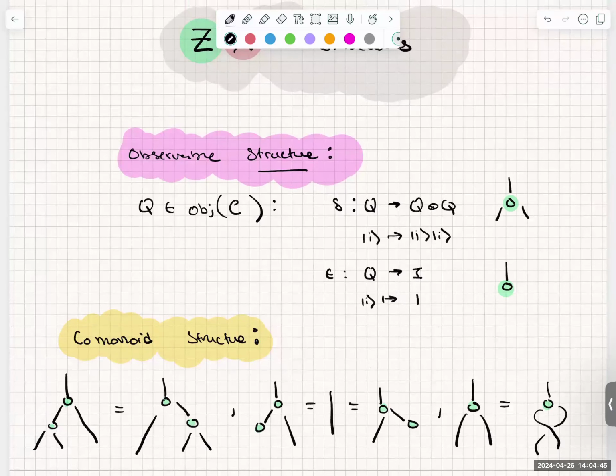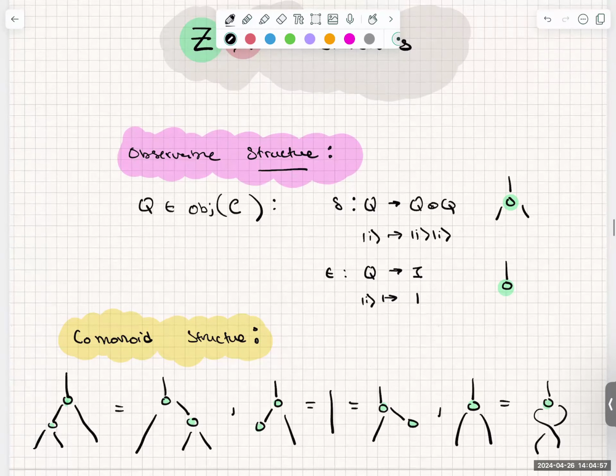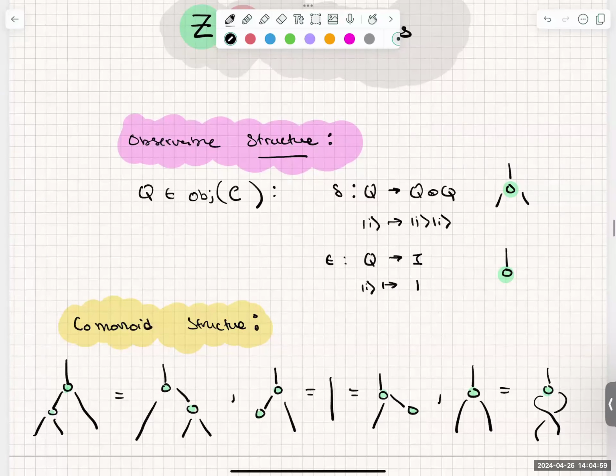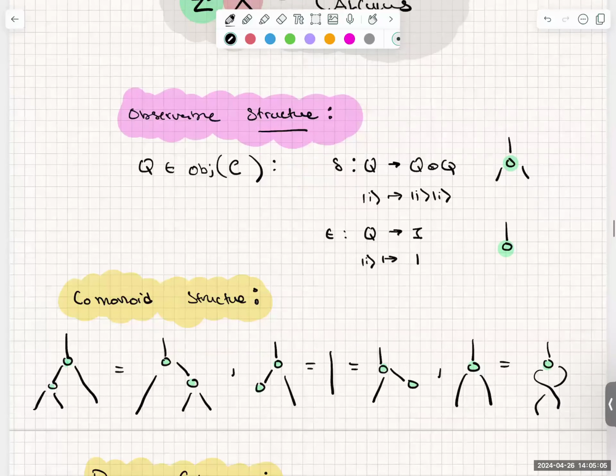So far we've talked about, just in sequence, a lot of different things: symmetric monoidal categories, dagger categories, monoidal structures, comonoidal structures, Frobenius structures. Just to give a quick recap of some of the basic things that will be important: when we talk about an observable structure, for some object Q in a category, we have this notion of copying.